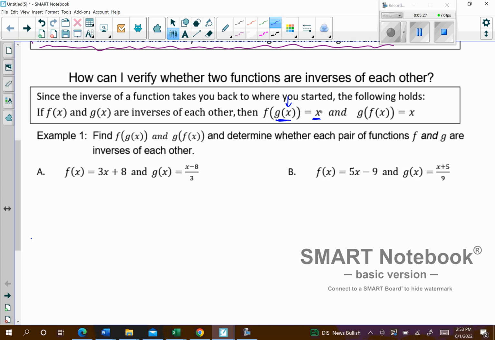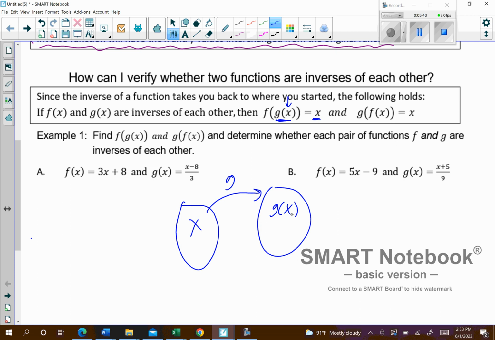And I'll give you a picture right here. So here are my x values, right? I'm going to plug x into the g function. That's going to take me to some y values, which I'll call g of x values, and that's synonymous with y. Then I'm going to plug that into the f function. So now I have f of g of x, and it's going to take me back to where I started.